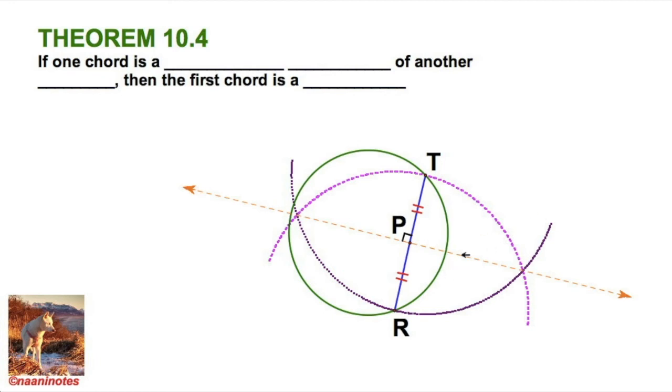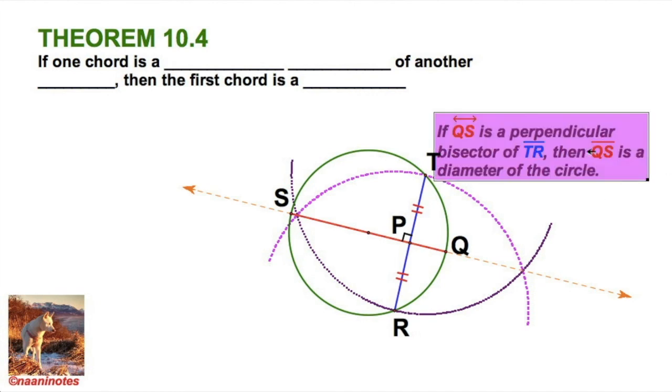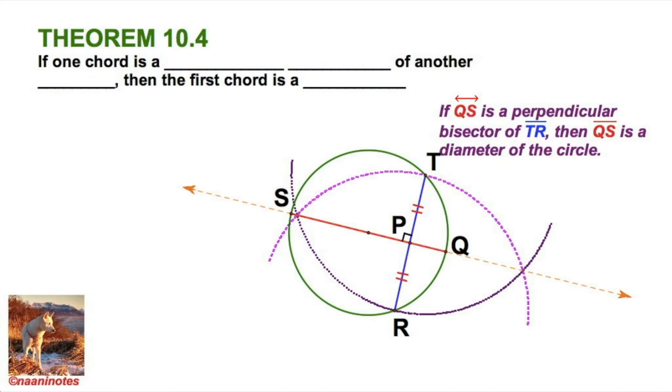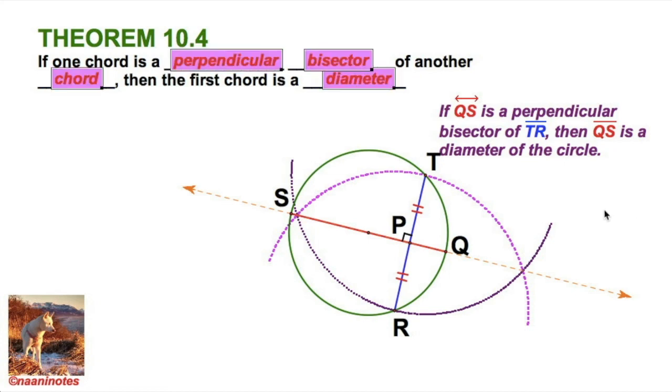Now, this is a line. If I take this line, I'm just going to put in some points on the intersections there. I'll say it intersects at S and Q. And, well, that means that segment SQ is also a chord, and that chord happens to go through the center of the circle because that is a diameter. And now we can fill in the blanks.